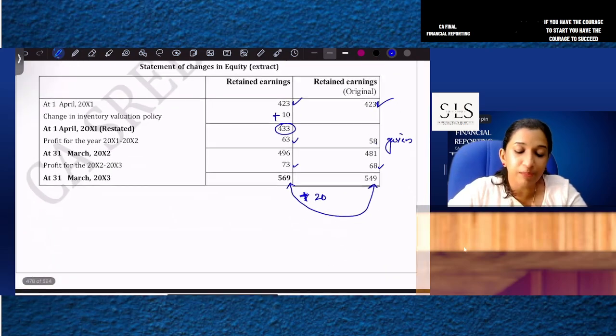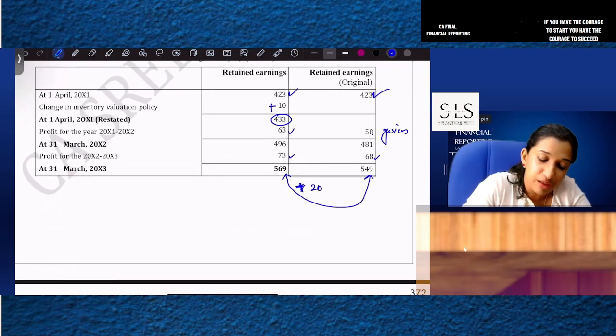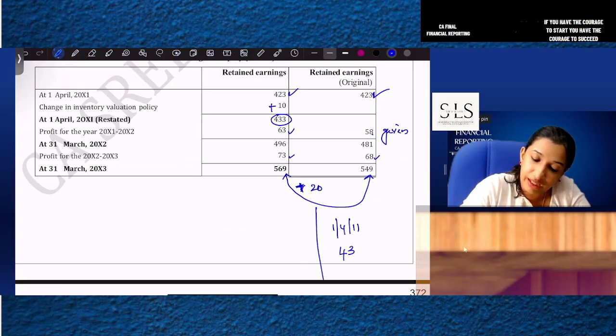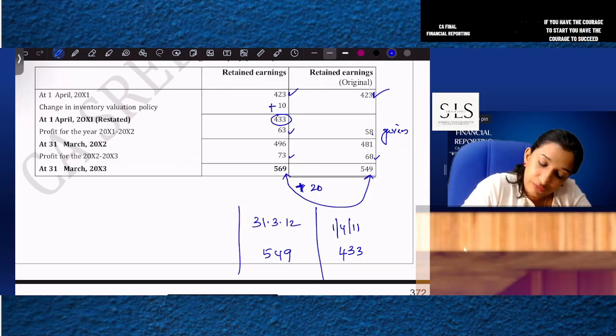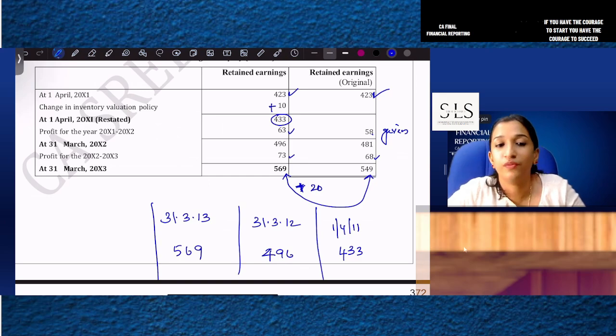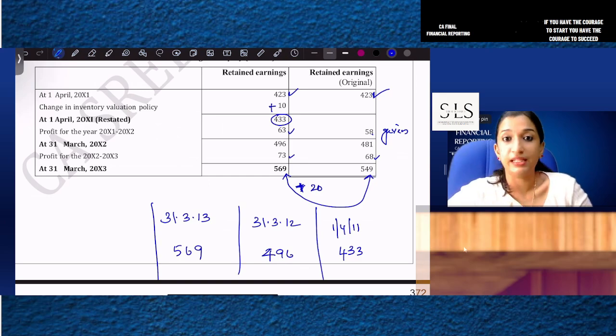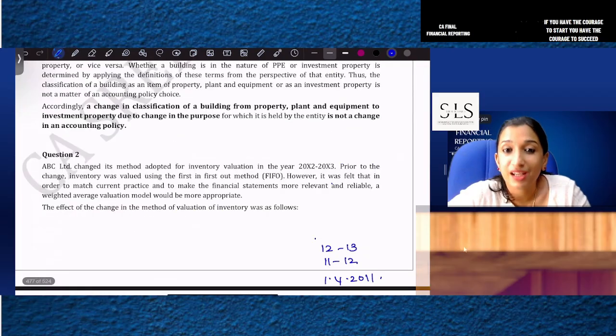So I should start showing my inventory or the calculations from 1st April 11. What is the impact? What is my retained earnings? 433. 31st March 12, my retained earnings is 549. Not 549, 496. Sorry. 496. And 31st March 13, it has become 569. And also inventory. Inventory figures as such, only the increase they have mentioned, the figure as such is not given. Are you okay? What is the treatment of change in accounting policy?